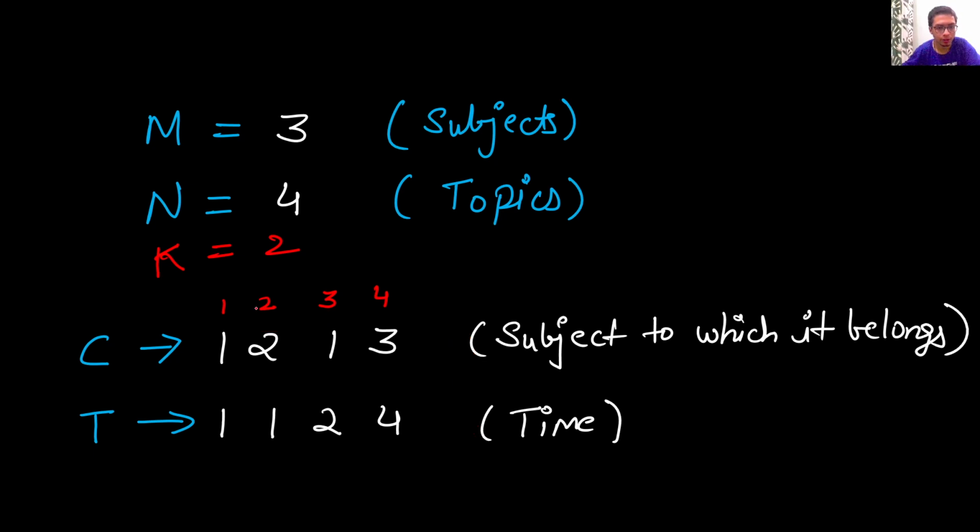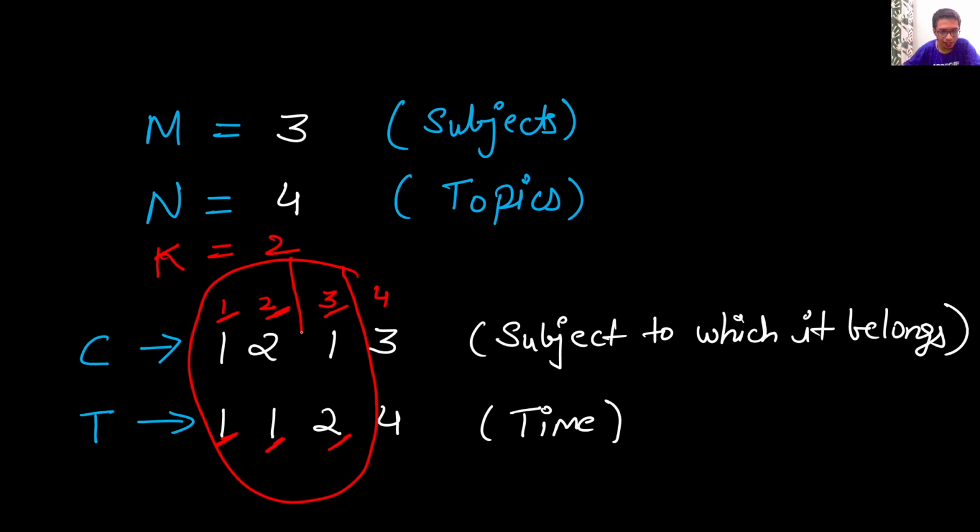Now in these 3 topics, the first topic takes 1 hour to be completed, the second topic takes 1 hour, while the third topic takes 2 hours. So again we have 2 choices. Either we can take the first 2 topics, which take a total of 2 hours, or we can take only the third topic, which also takes a total of 2 hours, right?